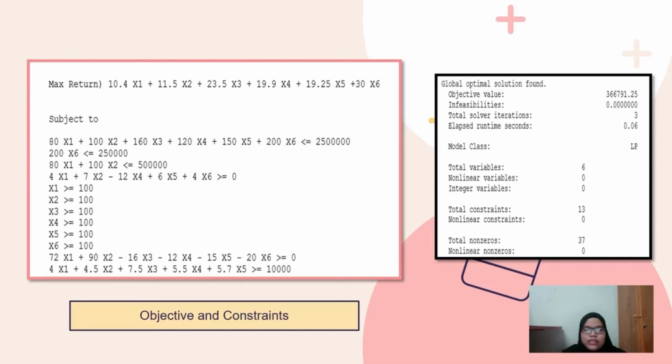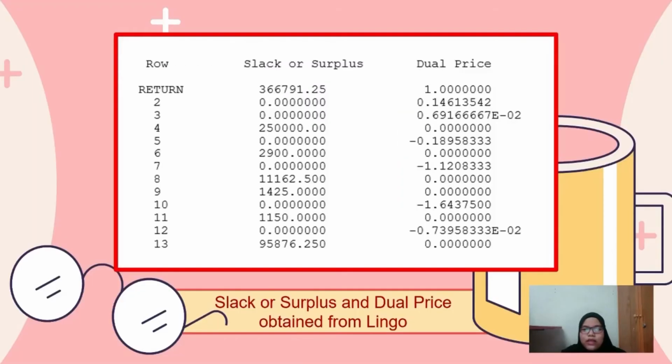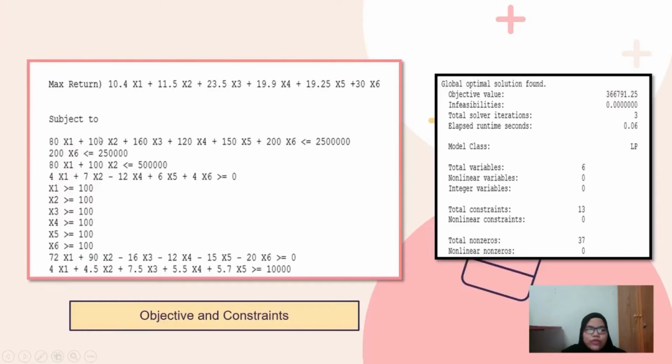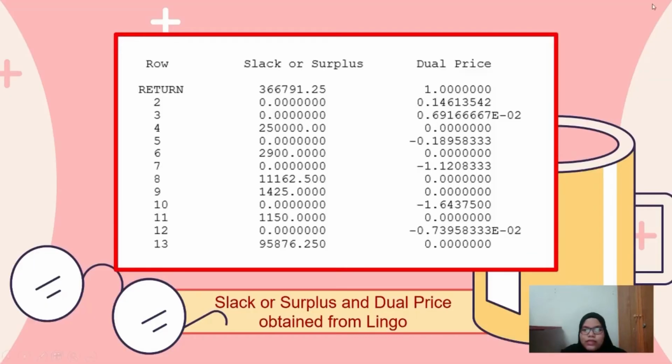to a total return of 366791. The dual price of 0.006967 for constraint 2 here means adding one more unit on the right-hand side of constraint 2 would cause the objective value to increase by 0.006917 to a total value of 366791.94.